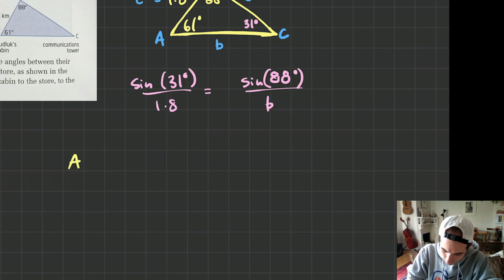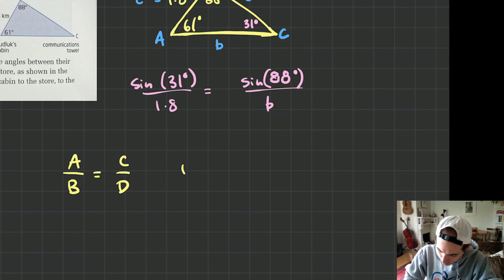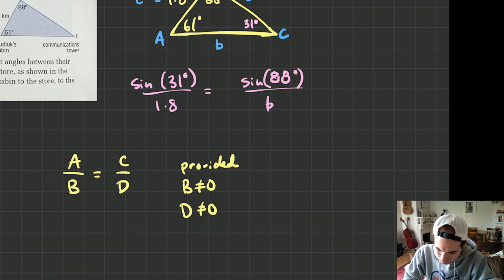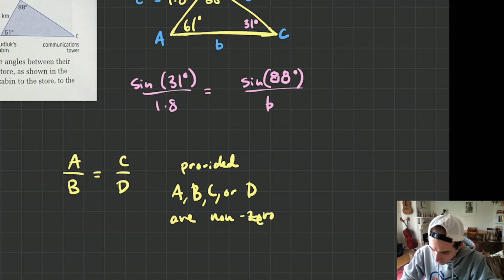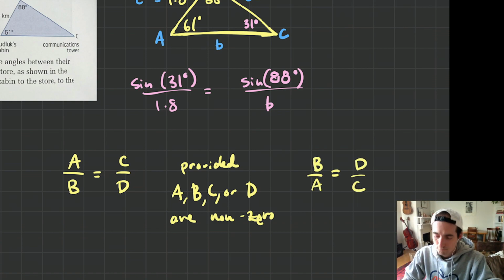So if I have A over B, and that's equal to C over D, provided that B is not equal to 0, and D is not equal to 0, or I guess none of these are equal to 0, so A, B, C, or D are non-zero. So provided none of these things are 0, we get that B over A is equal to D over C. It's just a fact.